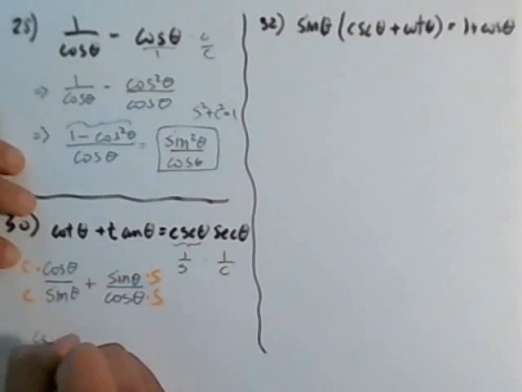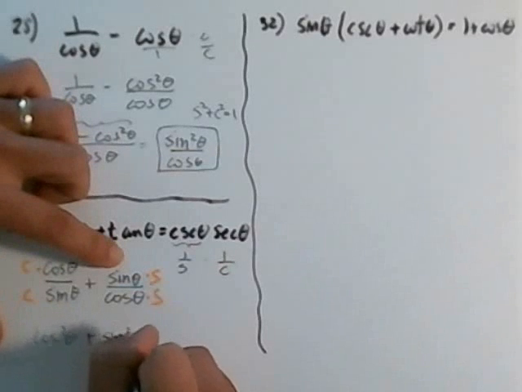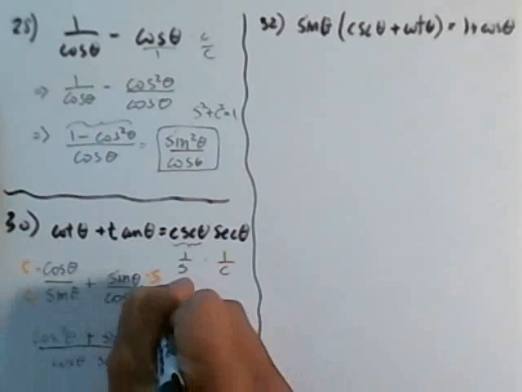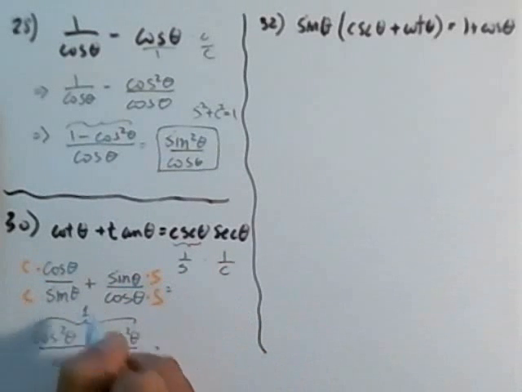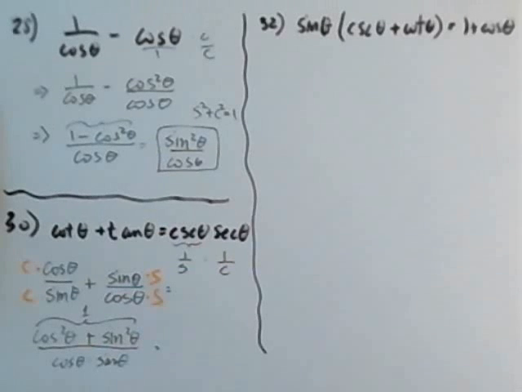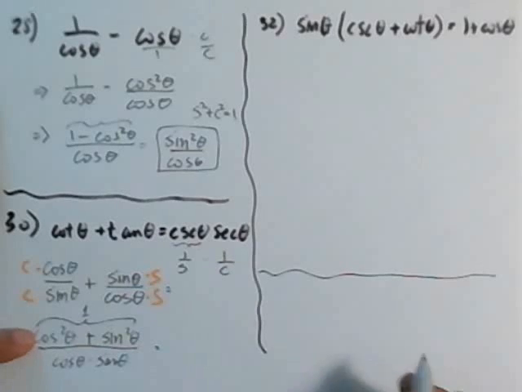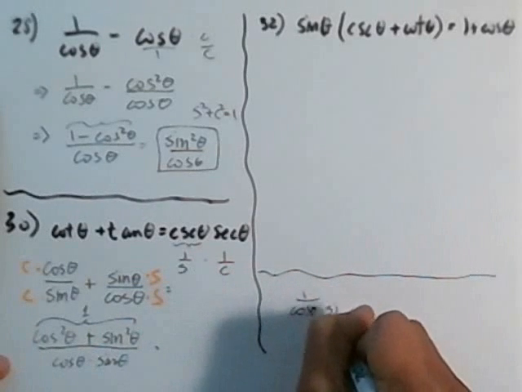Cosine times cosine is cosine squared of theta plus sine times sine is sine squared of theta, over one single denominator, which is cosine of theta times the sine of theta. And cosine squared plus sine squared, that's equal to 1 right there. You know that's the Pythagorean theorem in trigonometric form. I'm going to finish this up right over here. So it's going to be 1 over cosine of theta times the sine of theta.